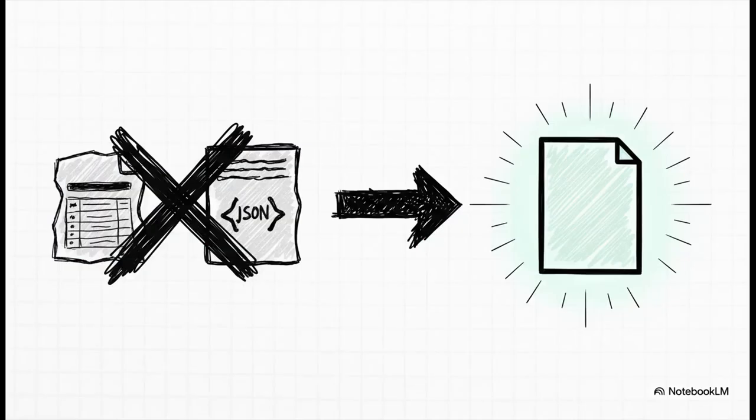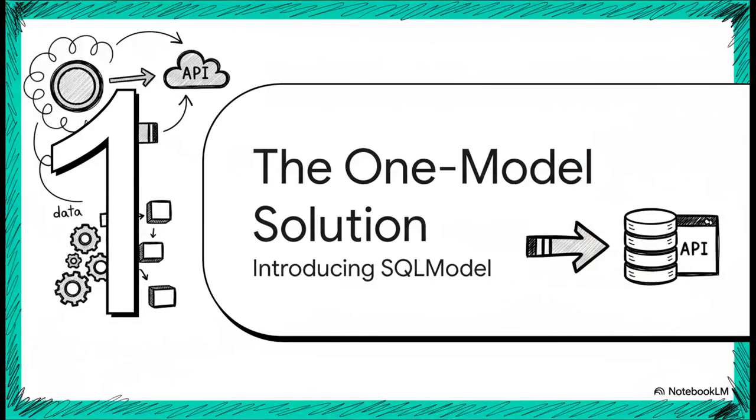But what if you could just stop doing that? You know? What if you didn't need two separate sets of models to constantly worry about? Just imagine for a second if you could define your data's shape in just one place, with one single class for both your database and your API. Well, that's exactly where SQLModel comes into the picture. It's a library that was designed specifically to solve this one problem by giving you a single, unified way to define all your data models.